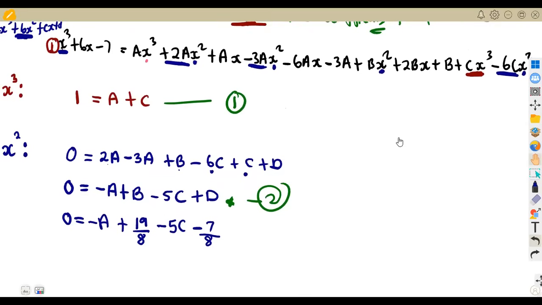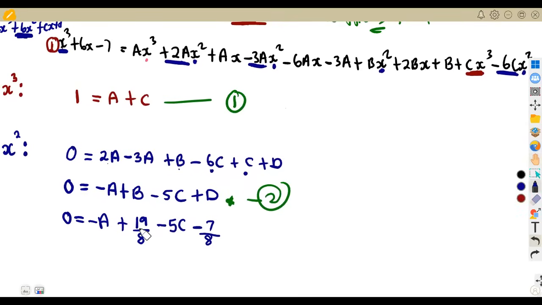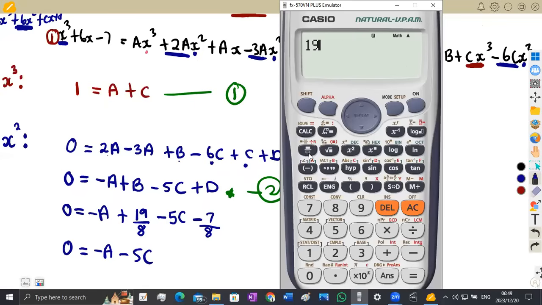Let us simplify the right-hand side first before we transpose, because these numbers can be added or simplified together. So 0 is equal to, as you can see, we are left with minus a, we are left with minus 5c. So it's going to be minus a minus 5c. Combine the numbers together. Like I said here, you're going to formulate simultaneous equations. So it's a nice question, actually, this one. 19 over 8, you're going to subtract 7 over 8, like this. That will be 3 over 2.